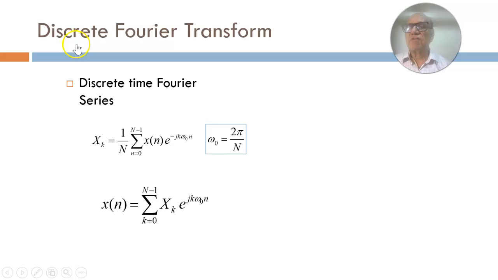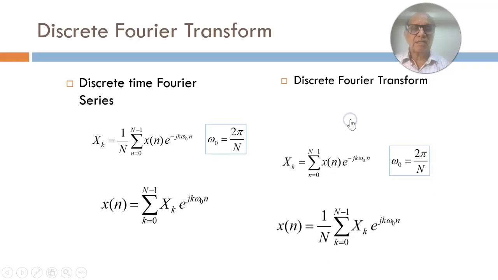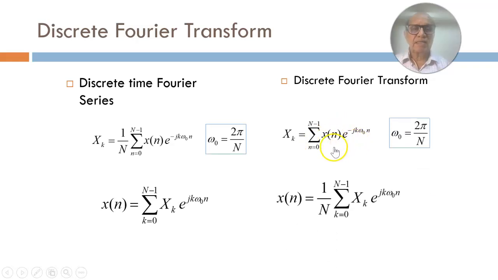Now there is a transform called the discrete Fourier transform, which is related to discrete time Fourier series. So let us see the definition for this. Discrete Fourier transform is defined like this. Now if you compare this equation with that of discrete time Fourier series, you can see that the only difference is that in discrete time Fourier series you have division by N, which is absent in this case. The sum term is the same.